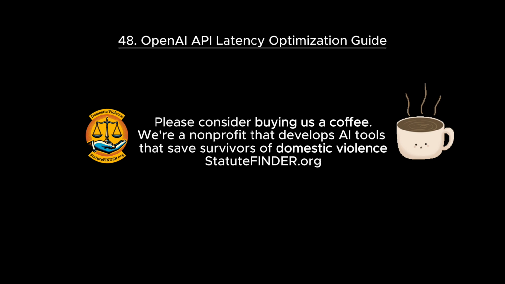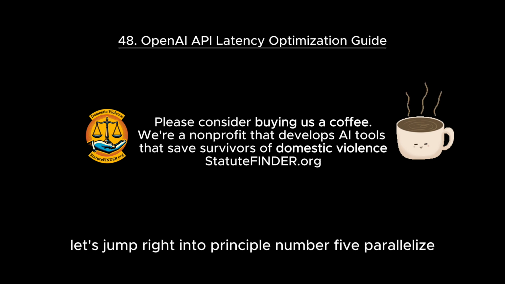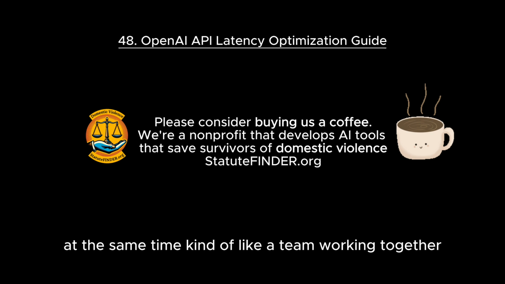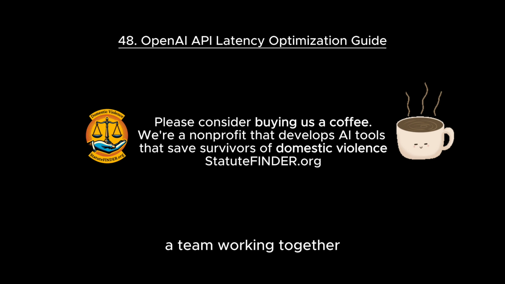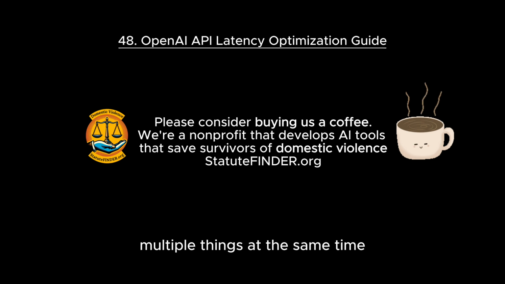Oh, I'm ready. Tell me more about those other optimization principles. You made them sound pretty interesting. All right, well, let's jump right into principle number 5, parallelize. So this is all about making things happen at the same time, kind of like a team working together, everyone doing their part to reach a goal. Ooh, I like that. A team working together. So instead of doing things one at a time, we're finding ways to do multiple things at the same time.